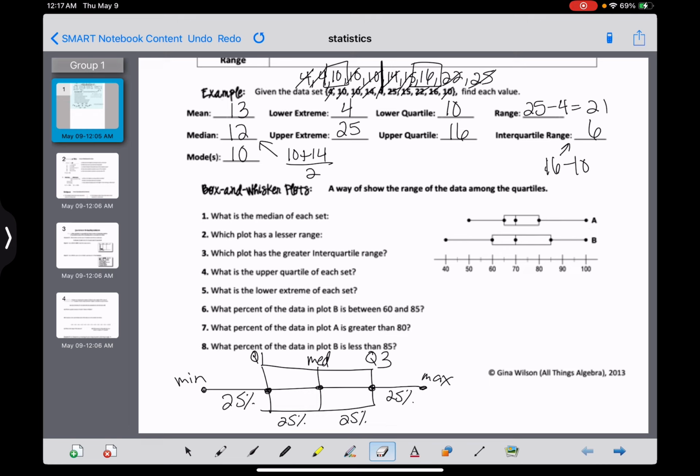So the first question says, what is the median of each set? So the median, remember, is that middle piece right here. So in this case, it's the same. It's at 70.